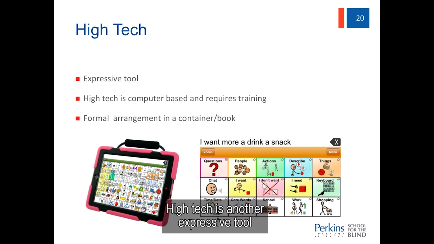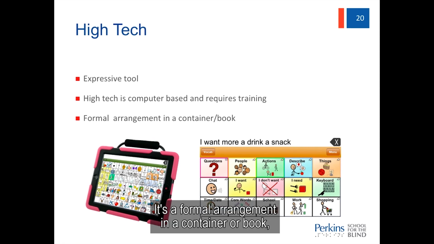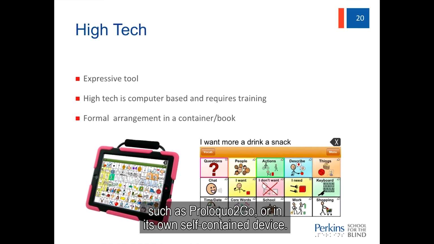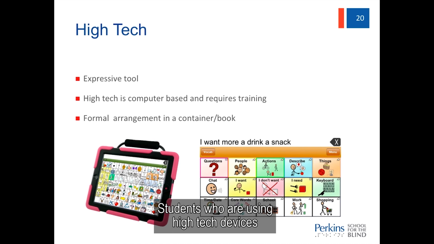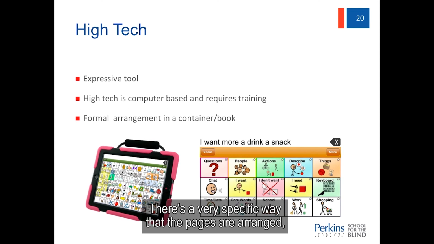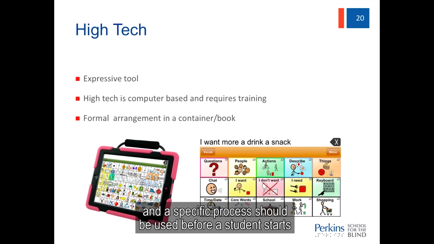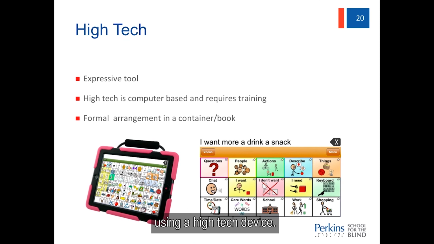High tech is another expressive tool that is computer-based and requires specific training to use. It's a formal arrangement in a container or a book, and it could be found in an app on an iPad, such as Proloquo2Go, or in its own self-contained device. Students who are using high-tech devices should be trained, as should the person who is arranging the pages. There's a very specific way that the pages are arranged, and a specific process should be used before a student starts using a high-tech device.